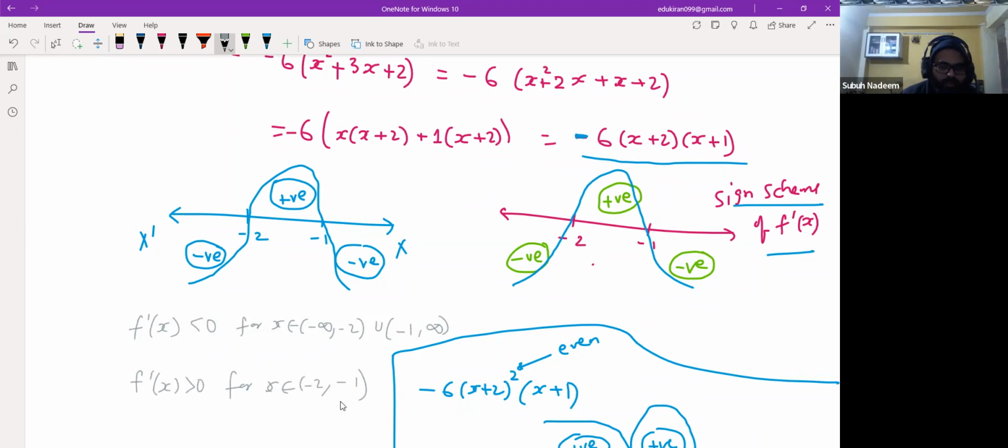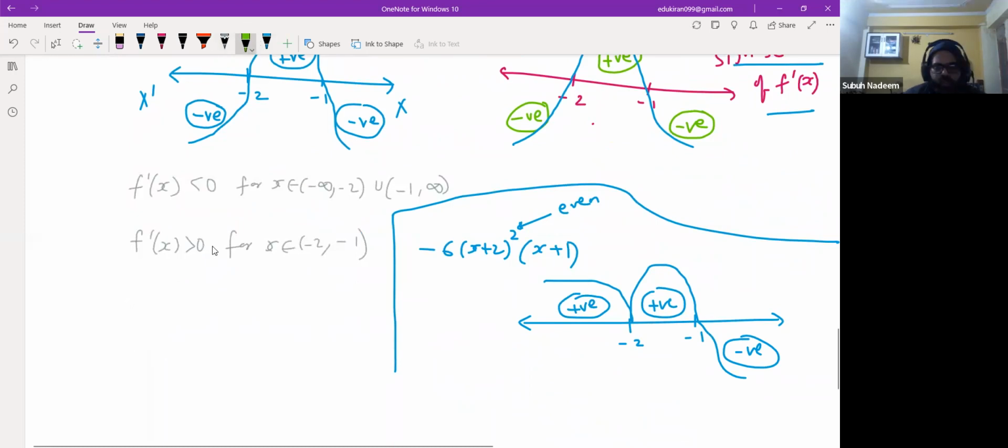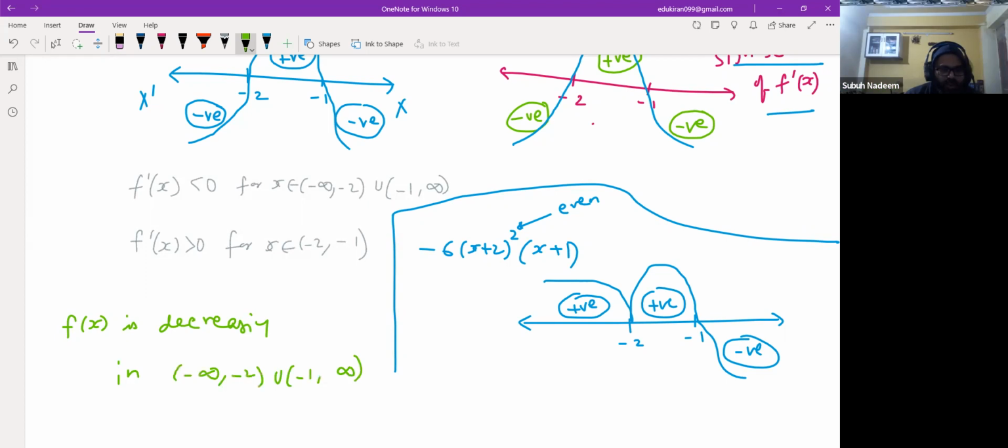Is it okay? Yes, sir. So the derivative is negative for this interval, and positive for this interval. So we will say that the function is, because we are not talking about f dash x, we are talking about f x. So where f dash x is negative, f x is decreasing. The graph is not of f x, it is of f dash x. So f x is decreasing in minus infinity comma minus 2 union minus 1 comma infinity, and f x is increasing in minus 2 comma minus 1.